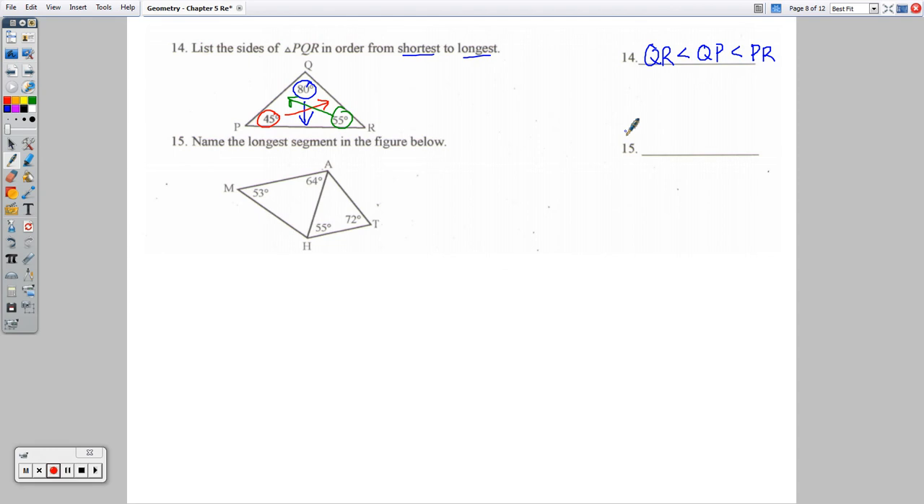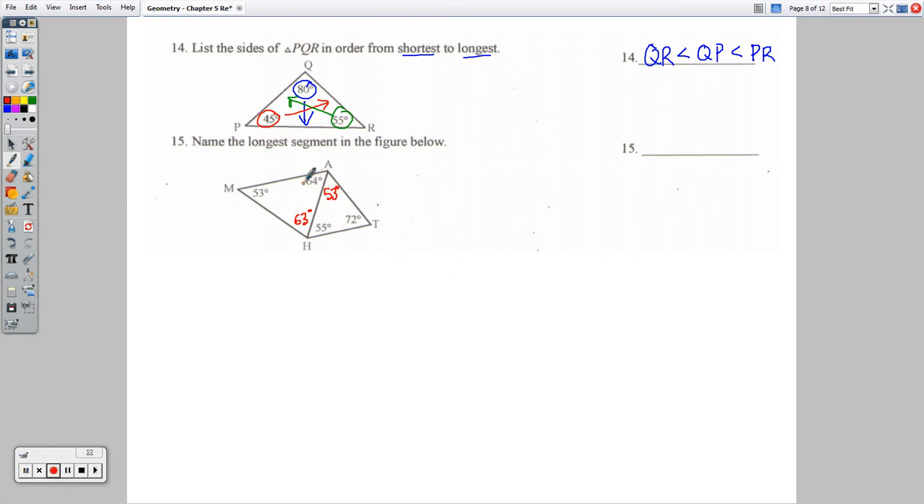Moving on from there, then the longest segment in this figure below. If we look at the angle measures, we could fill in the other missing measurements here. If you do 180 minus these two, you're going to end up getting 63 degrees right here. If you do 180 minus these two, you'll get that measurement. You'll have 53 degrees right there.